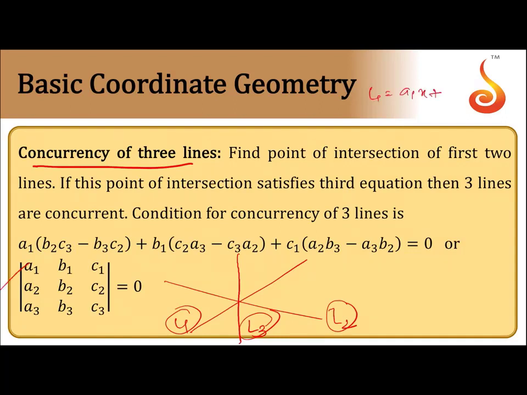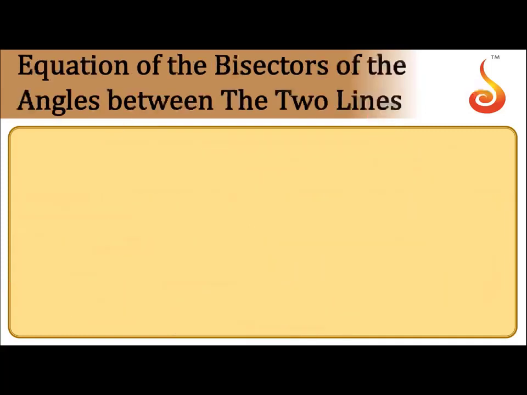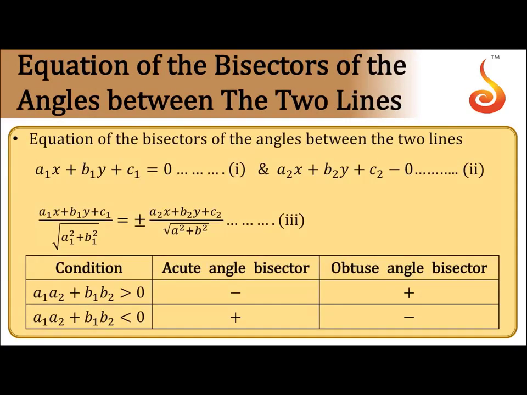So L1 is A1x plus B1y plus C1 equal to 0. Similarly, take L2 and L3; when you take the coefficients alone and form the determinant, it is equal to 0. That is the condition that the three lines are said to be concurrent. That's one condition. Coming to the next, angle bisectors.